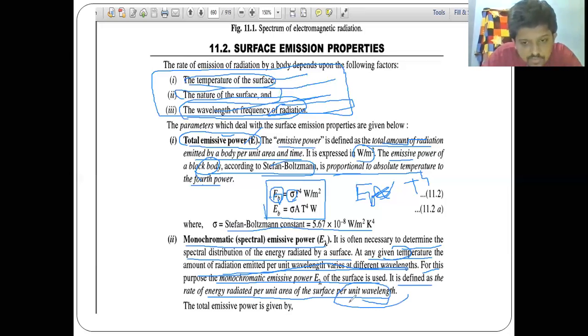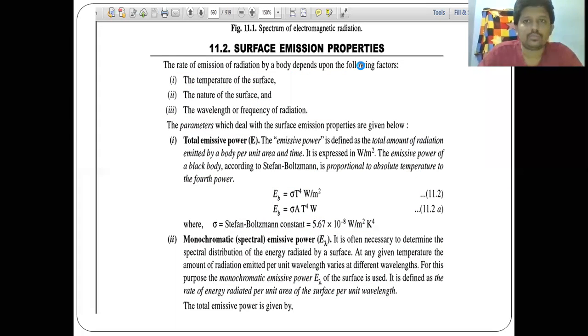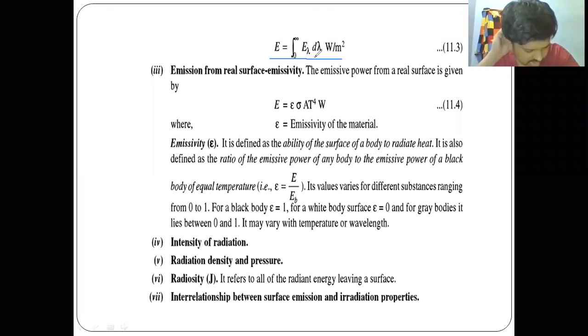Here we are defining it with respect to wavelength because different wavelengths will have different emission rates. So if you are defining the energy radiated per unit wavelength, that is the monochromatic emissive power, denoted by E lambda. Here is our relation for that. E is equal to the integral from 0 to infinity of E lambda d lambda, in watt per meter square, because we are defining it for each unit wavelength. So for the total, you integrate it.